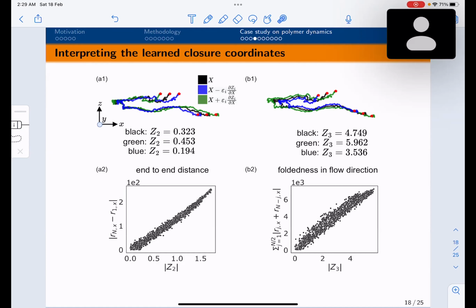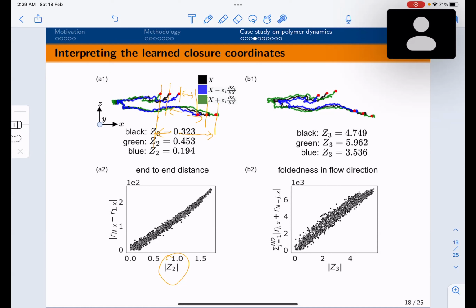We can see in the figure that the end-to-end distance changes, right? This one is the black one, and the blue one is much smaller. We can say, maybe the Z2 is related to the end-to-end distance. So we plot the figure, the Z2 and the end-to-end distance.